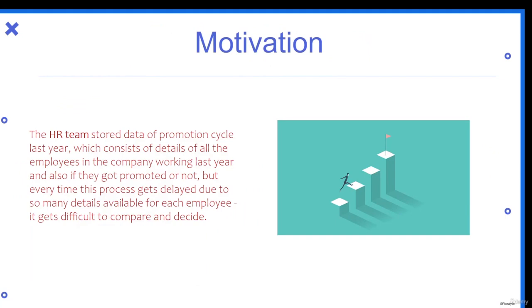Basically this data is taken from the Kaggle website, and this problem statement was given, which stated that the HR team stored data of the promotion cycle last year, which consists of details of all the employees working in the company last year and also whether they got promoted or not.